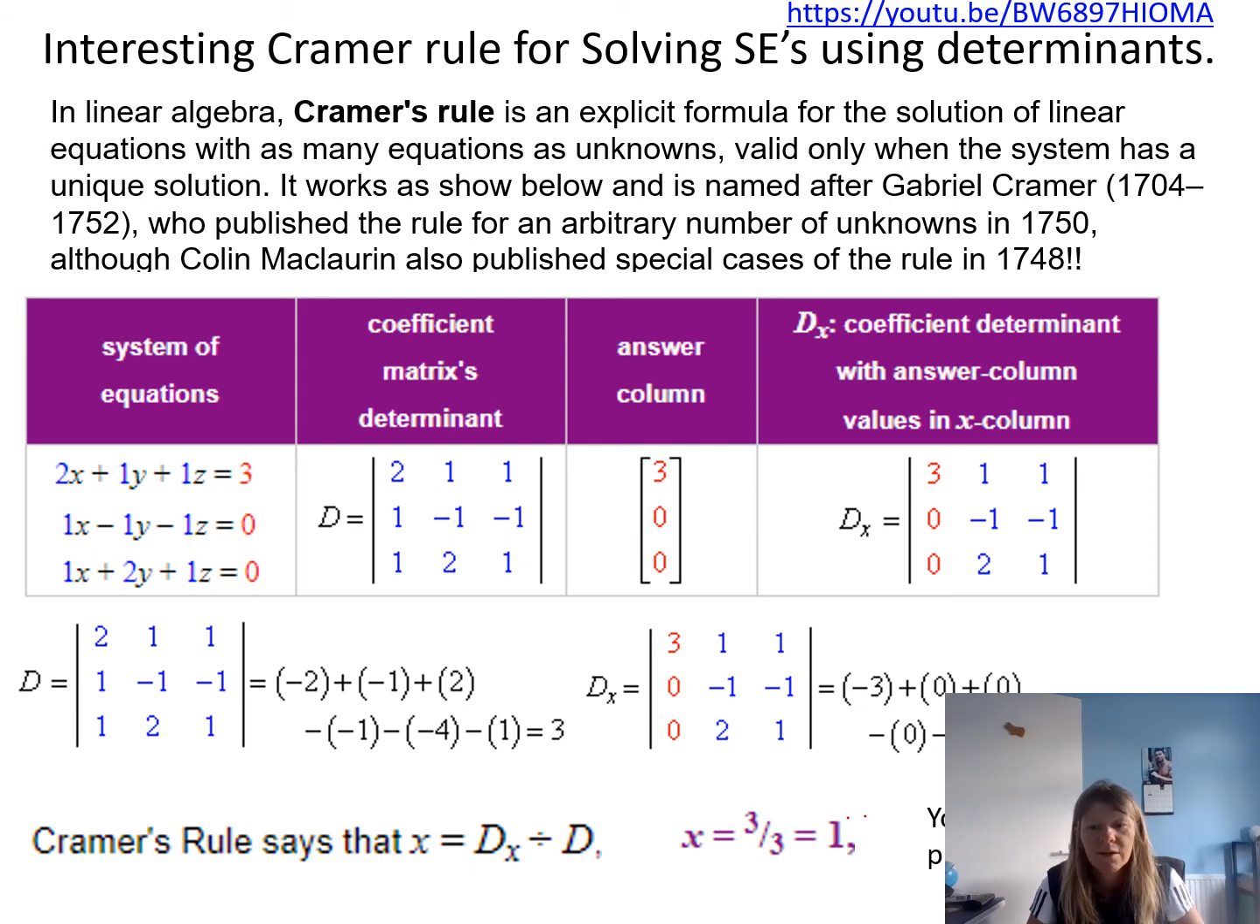You can do similar for finding the y and the z. For y, you put the 3, 0, 0 in the y column, so you'd have this matrix. Find the determinant of what we call dy, then do dy divided by the 3 from D, and you'll get the value of y. The value of z is found in a similar way: you replace the z column with the 3, 0, 0, find dz, and then do dz divided by D, the 3, and you'll get the value for z.